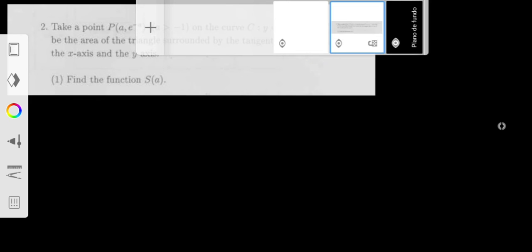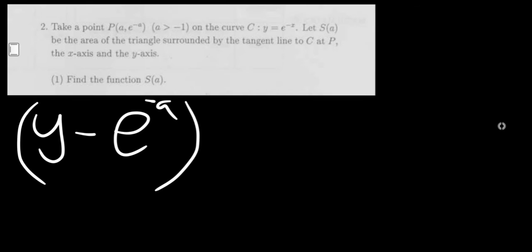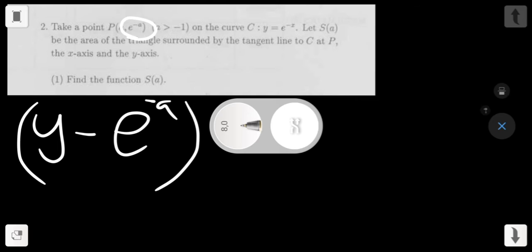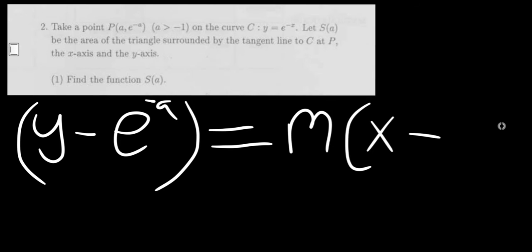So why is this important? The y0, the y of the point, is e to the a, right? He gave you the y of the point over here. Now it is equal to m, we don't know it yet, multiplied by x minus x of a point, which is a. He gave us this.